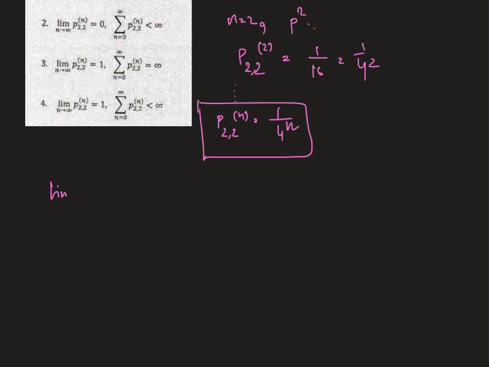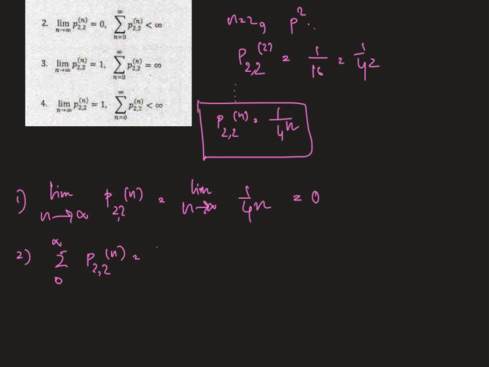Now limit n tends to infinity p2 to n is equal to limit n tends to infinity 1 by 4 to the power n, which is nothing but 0, and sum over 0 to infinity p2 to n is equal to sum over 0 to infinity 1 by 4 to the power n. So this is nothing but an infinite GP series, and this reduces to 1 plus 1 by 4 plus 1 by 4 square plus and so on. So we get 1 by 1 minus 1 by 4, and this is 4 by 3, which is less than infinity. Therefore option 2 is the correct answer.